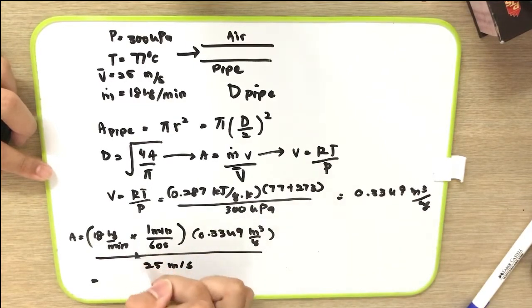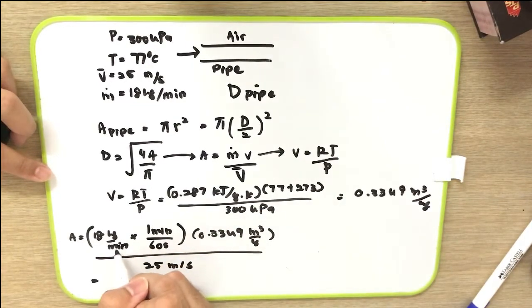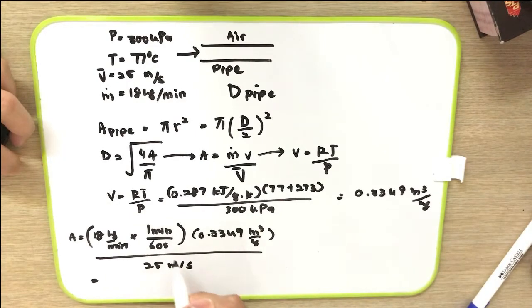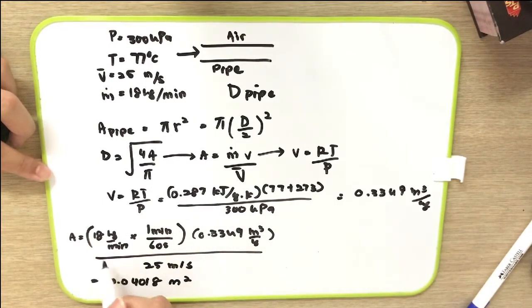If you notice inside here, we have to change minute to second, because the velocity here is per second. So after we solve, we will get the answer. The area is equal to 0.04018 meter square.